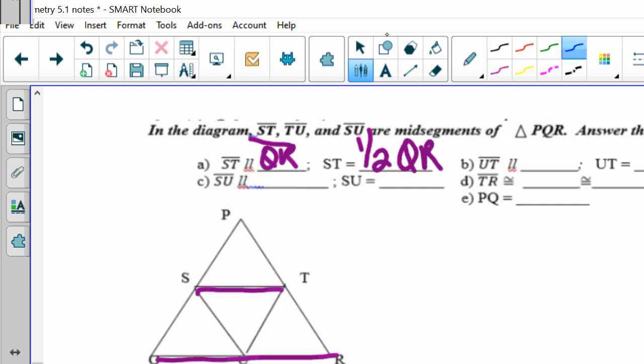So then it says UT, so this line is parallel to which one? That's going to be this one over here, so segment QP.